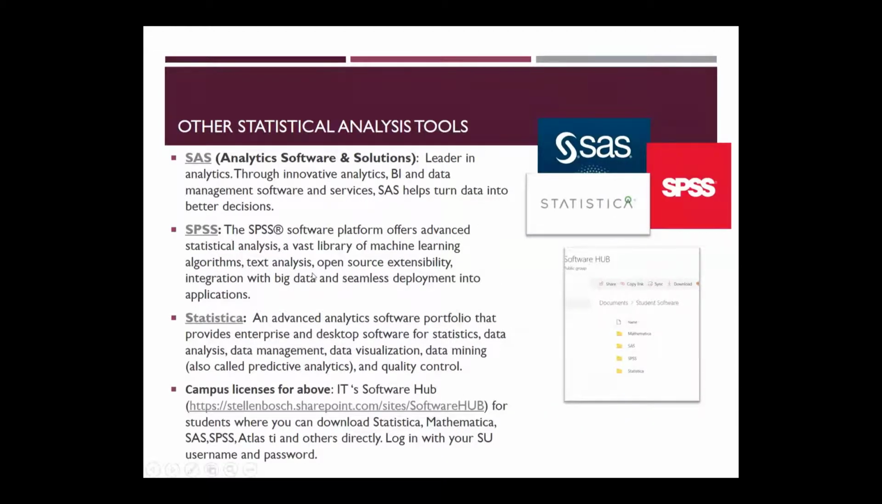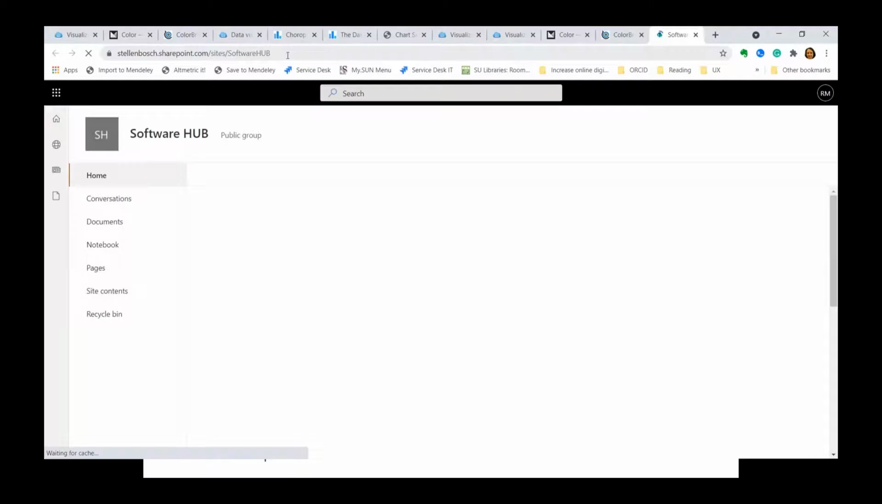Then a few other statistical tools. These are all available through our Campus IT's software hub, and this is important to know of. It's software and solutions: SAS, SPSS, Statistica, Mathematica, Atlas TI, and others. So what you do, with this link, you go to the software hub. I'm going to click through on that quickly. If you don't know about this, it's very important to know about this one.